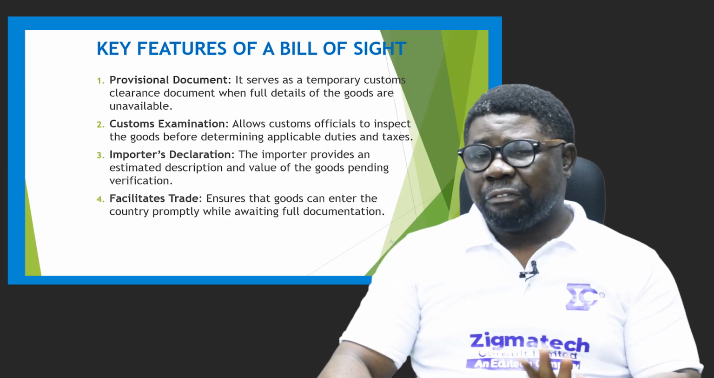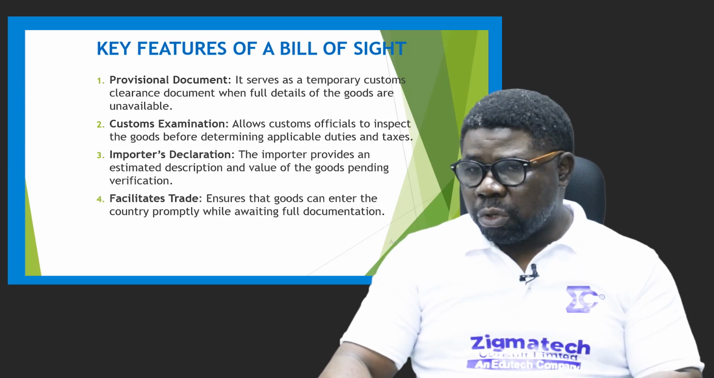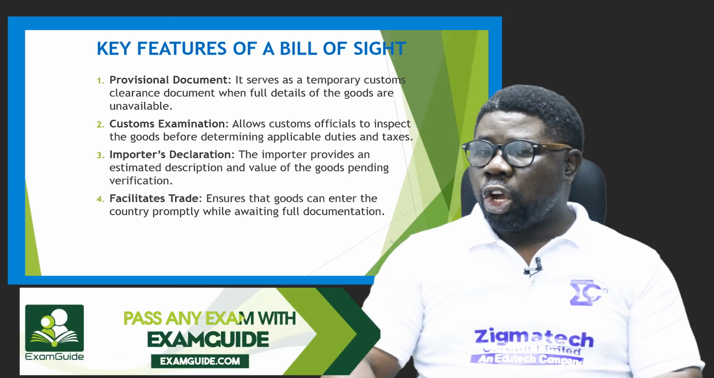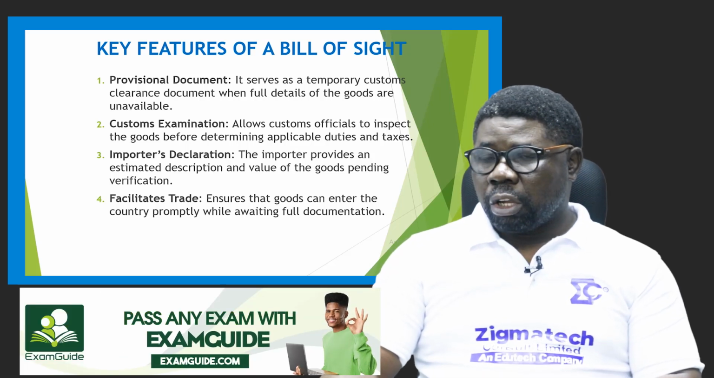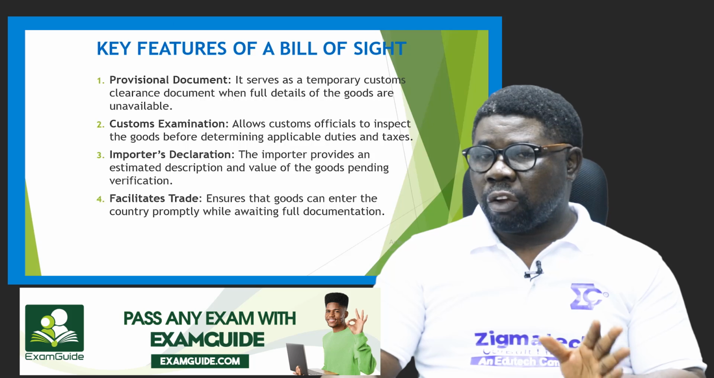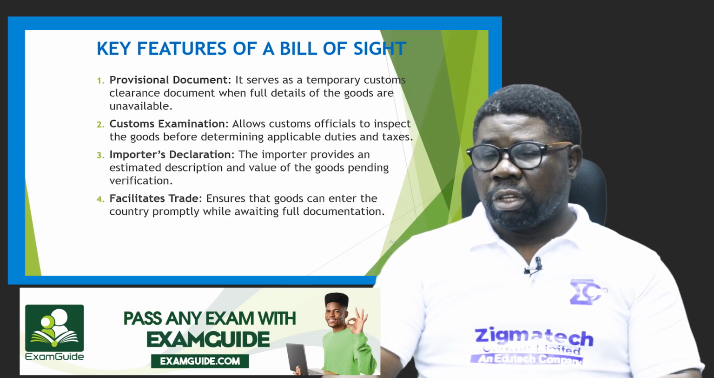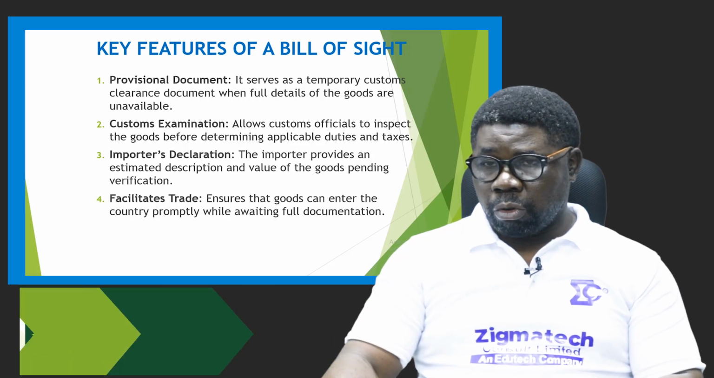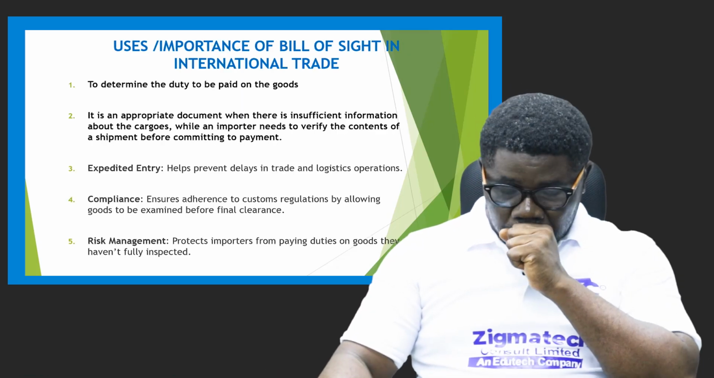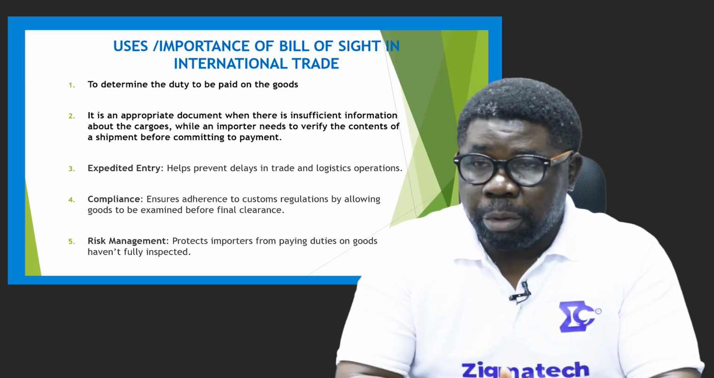So the other one is that it facilitates trade. It ensures that the goods can enter the country promptly while awaiting full documentation. You can't leave it elsewhere hanging in the danger of sea perils. Okay, so you bring it in and keep it until the information is brought to you, and then you can clear. The importance of bill of sight.